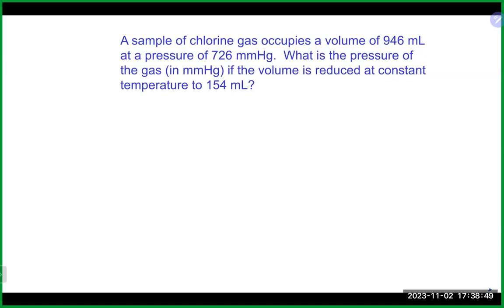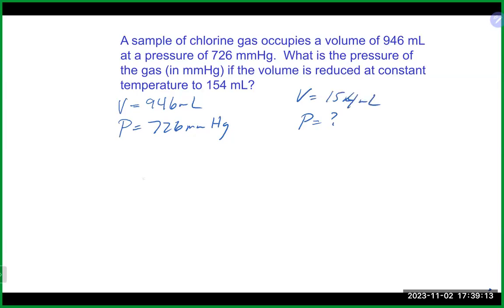A really good approach when you're dealing with gas laws. Obviously, we only have one so far, but we'll have a lot in a second. So pull out the information. We have a volume that's 946 milliliters. We have a pressure that's 726 millimeters of mercury. We're looking for a pressure, and we have another volume that's 154 milliliters. So you can see Boyle's law there, P1 V1 equals P2 V2. You call the first set of information 1s and the second set 2s.